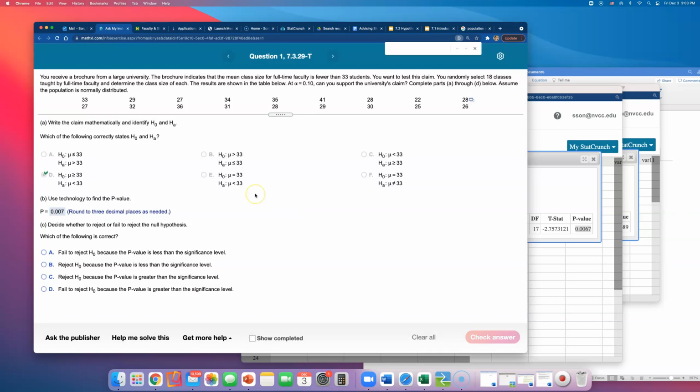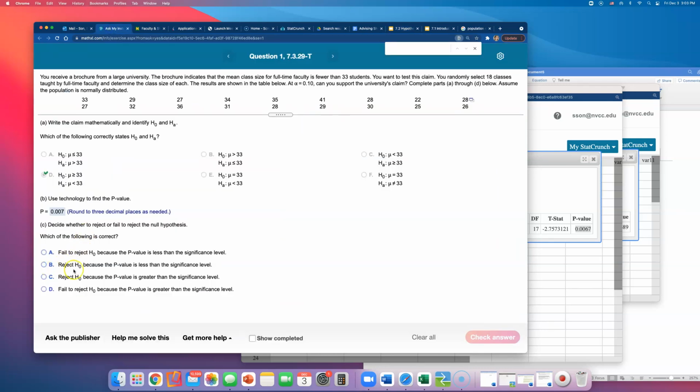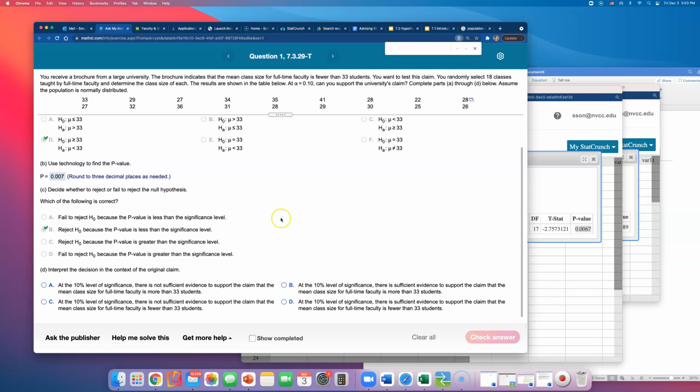Look, that p-value is so small. It's smaller than 0.10, so you will say you reject the null hypothesis. I've been using this meme for a while: when p is low, you reject the H0, okay? Because the p-value is smaller than the alpha level, you reject the null, because the p-value is less than the significance level.